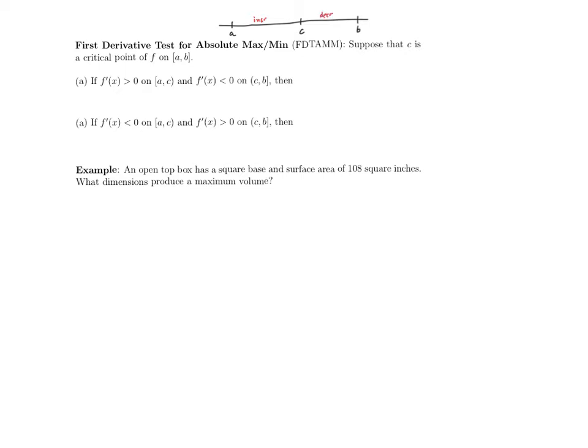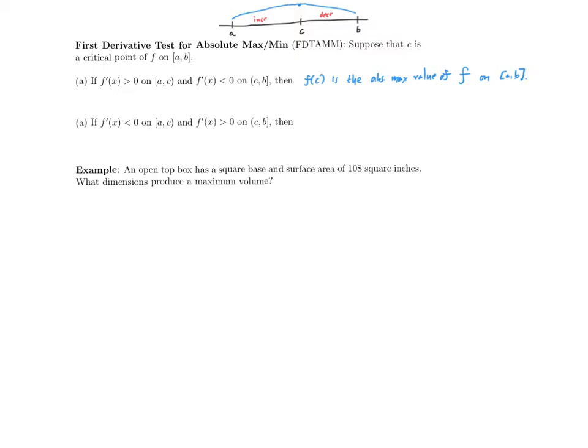So if you have a function which starts off at a and it increases up to c and then decreases after, the only possibility is that c is not only a local maximum on that interval from a to b, it is the absolute biggest the function can possibly be on that interval. So then we could say that f of c is the absolute maximum value of f on this interval from a to b.